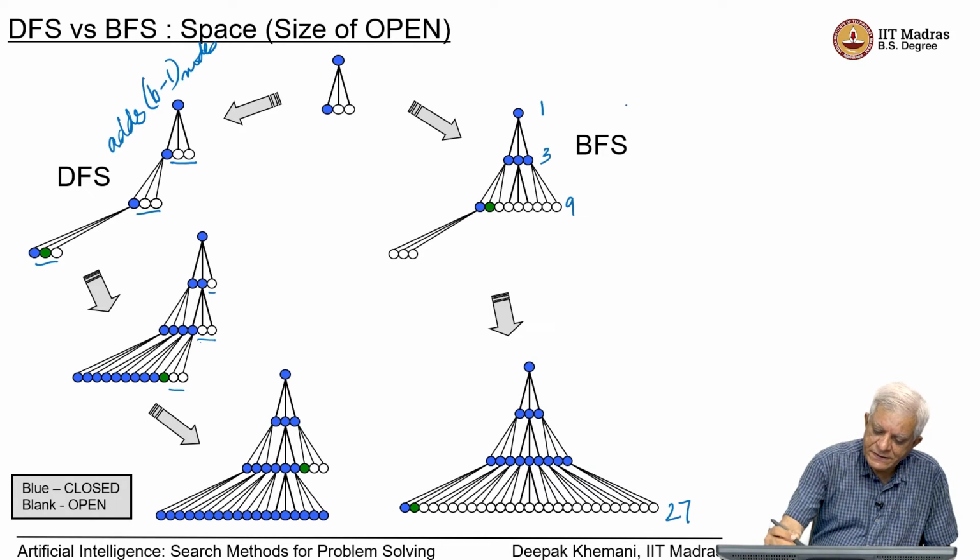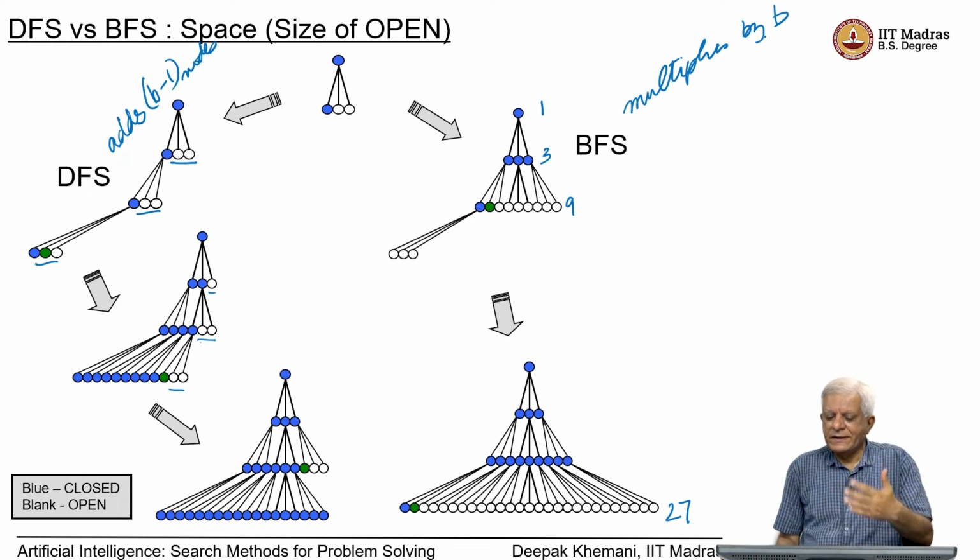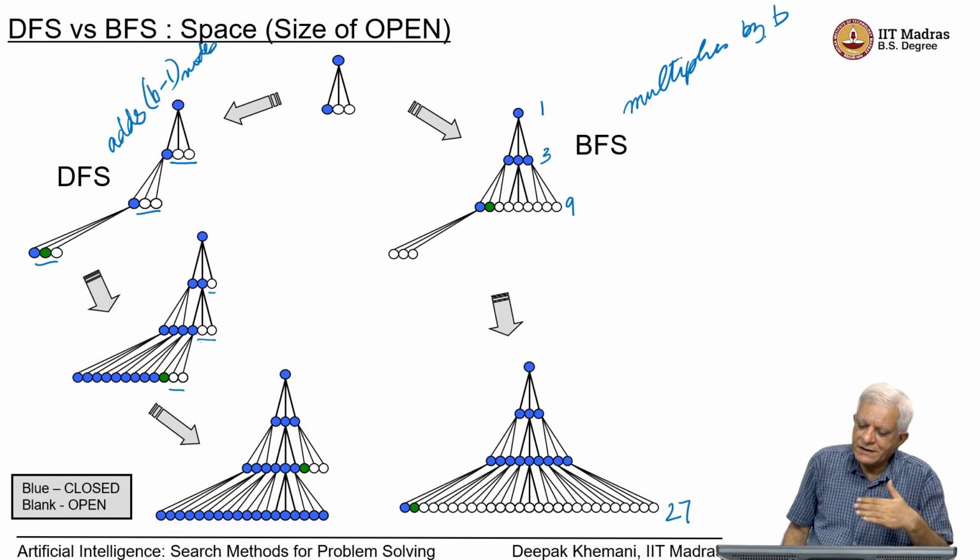It multiplies by B. As it goes down every level, at every level initially it was 1, then it became 1 into 3, then it became 3 into 9, then it became 9 into 27, and as you go deeper it multiplies the number of nodes, and you know that if you keep multiplying this, then that is where the exponential growth comes from essentially.